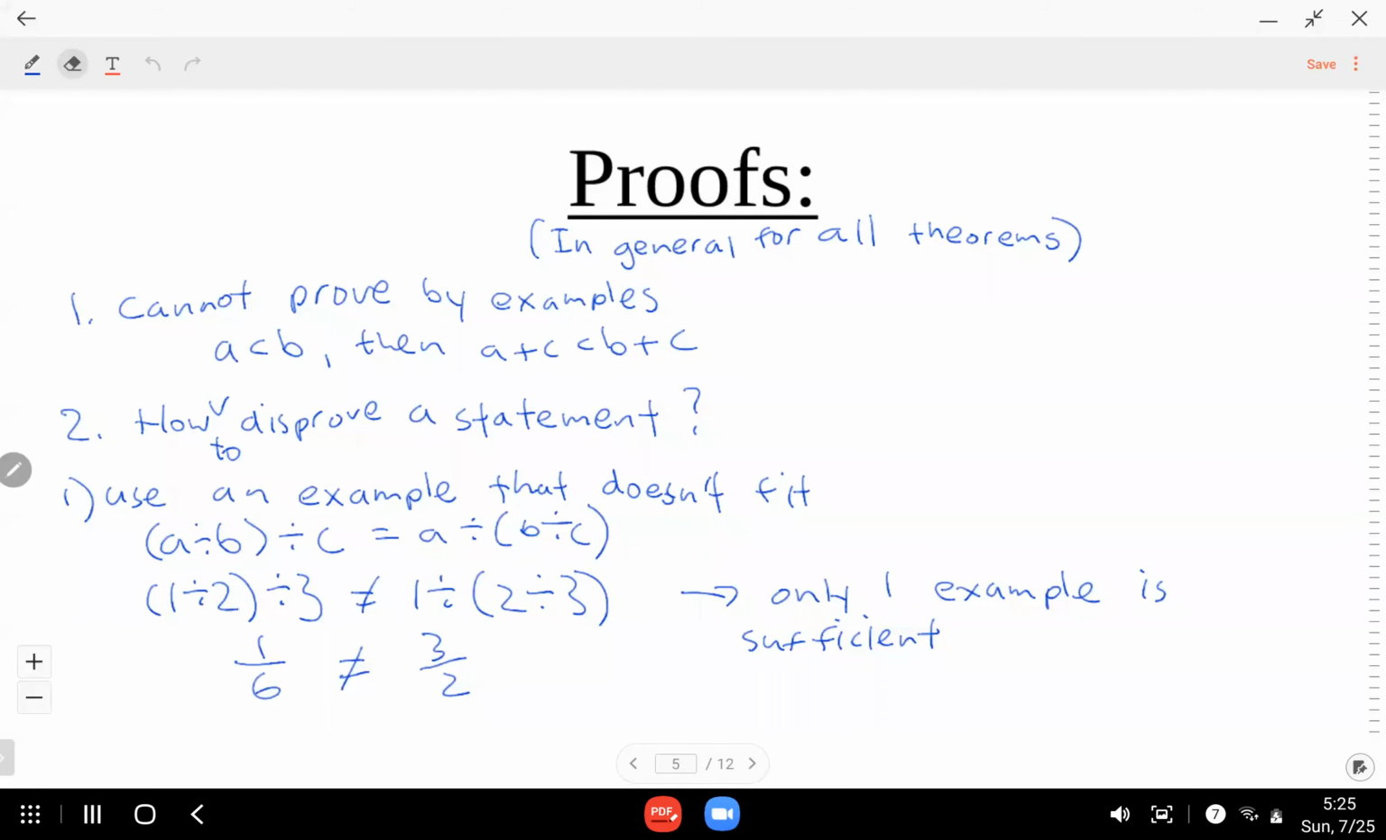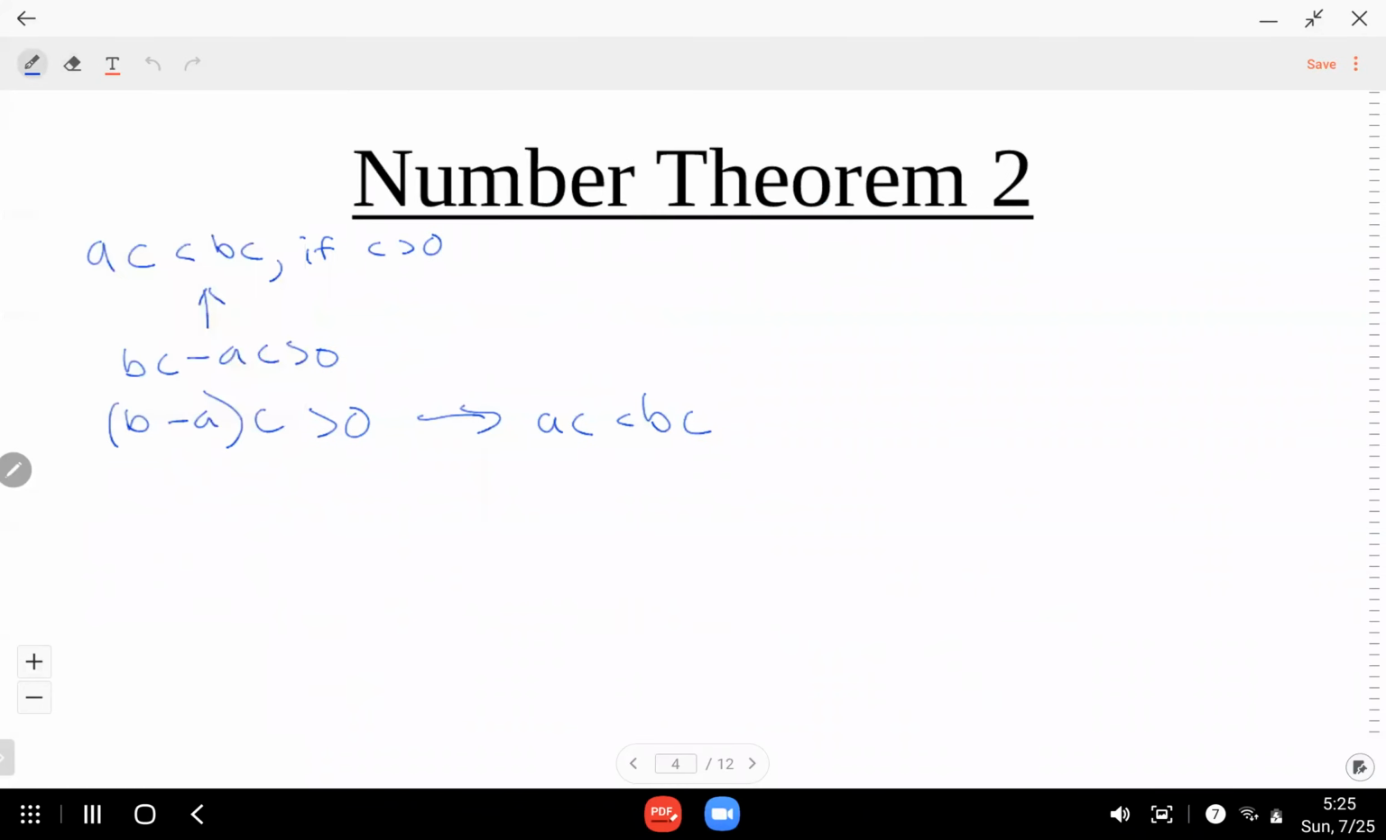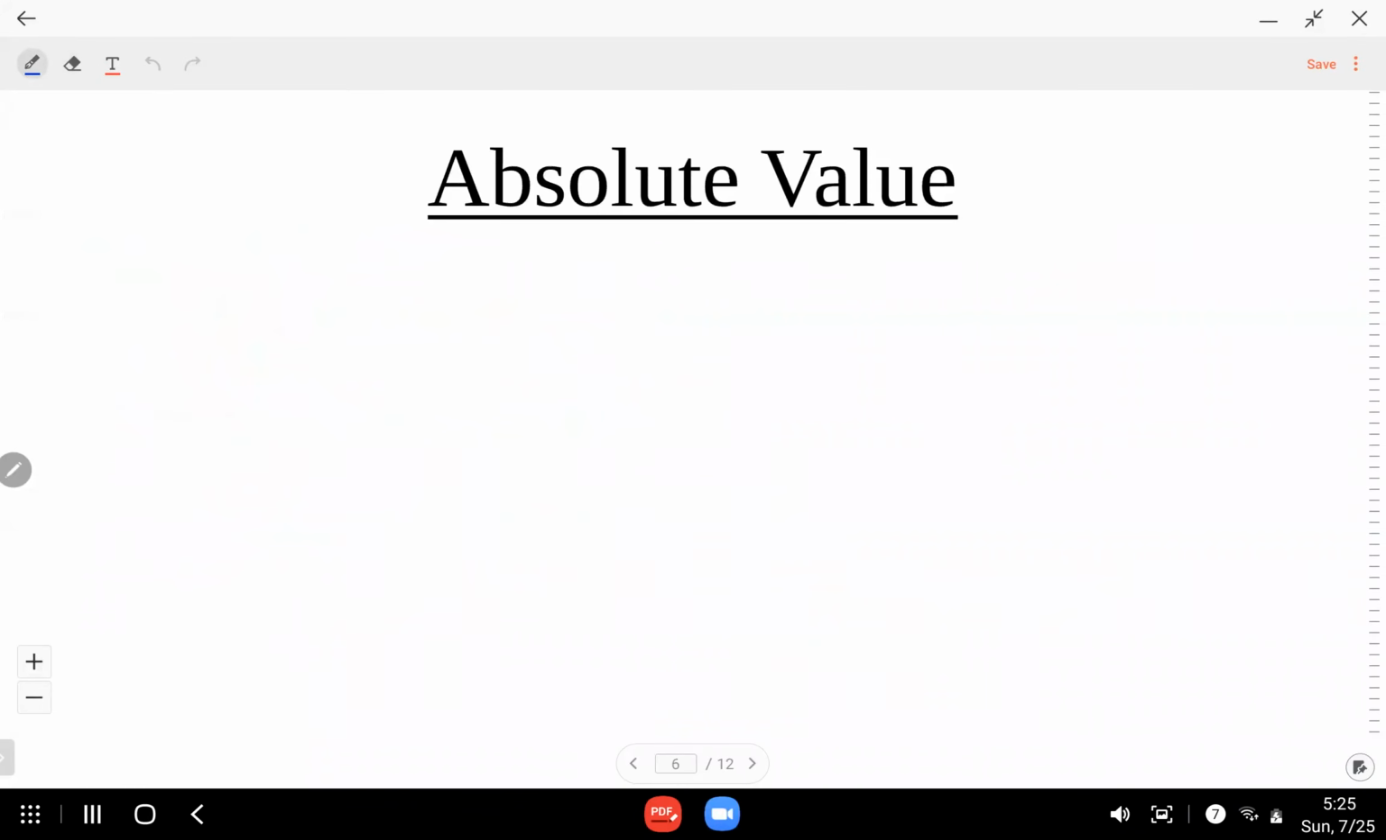Okay, so proof by contradiction. Let me show an example. Actually, I'll talk about that when we get to radicals. Let's do absolute value. What do you all know about absolute value?